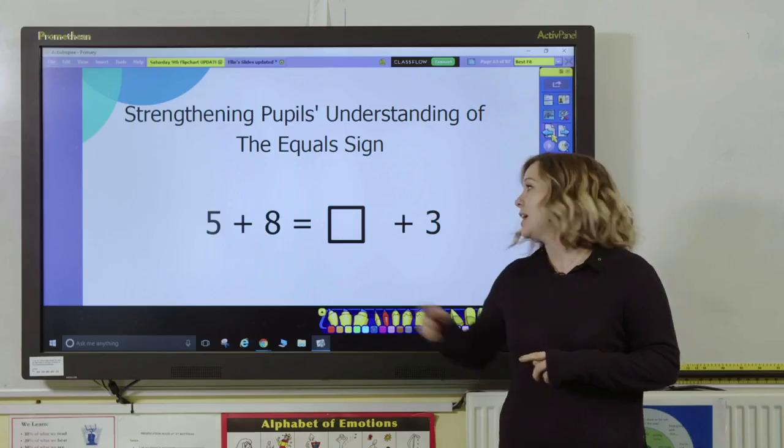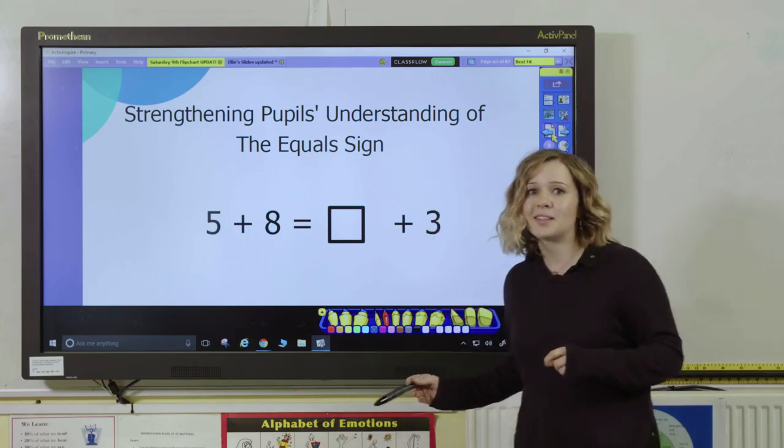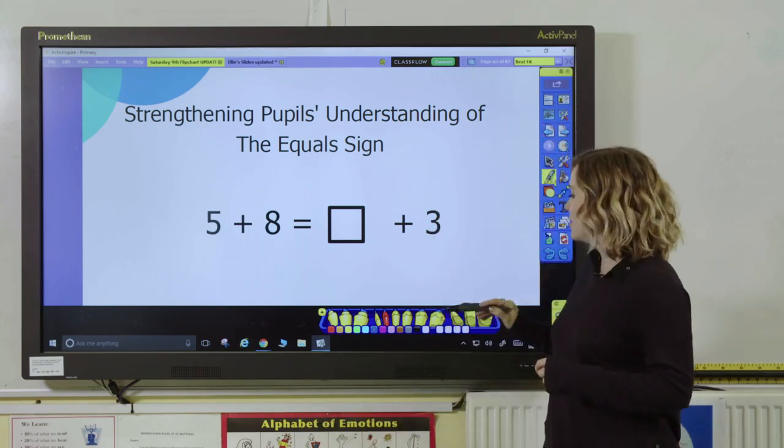Hi, I'm Ellie, and in this video we're going to look at how you can really reinforce your pupils' understanding of the equal sign and what it means. We're going to start this video by looking at a common misconception that some pupils might have.